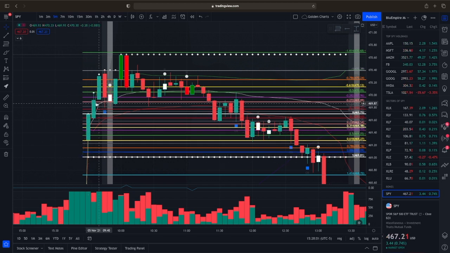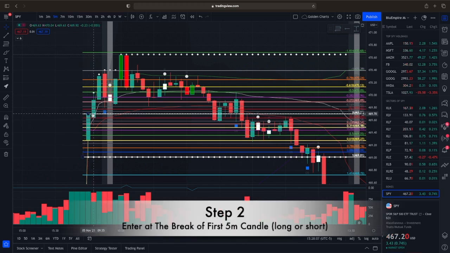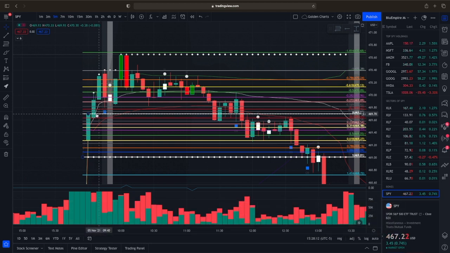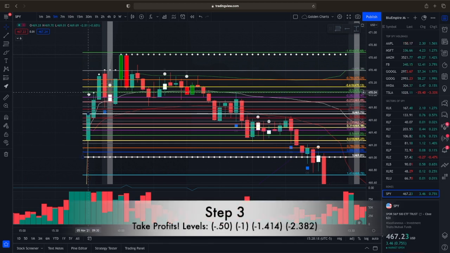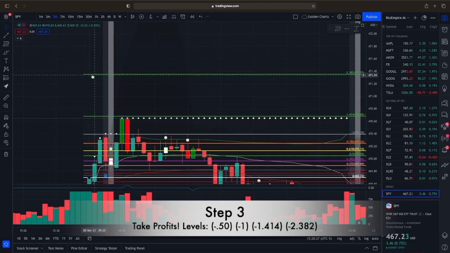Either way, we're going to fib low to high here. We're entering at the break of this candle. So we're going to put the end of the fib, our 0, right at our entry. Since we're entering here, you're going to take profits at the 50, at the green one, at the 1, which is this gray one, at the 1414, and at the 2382.